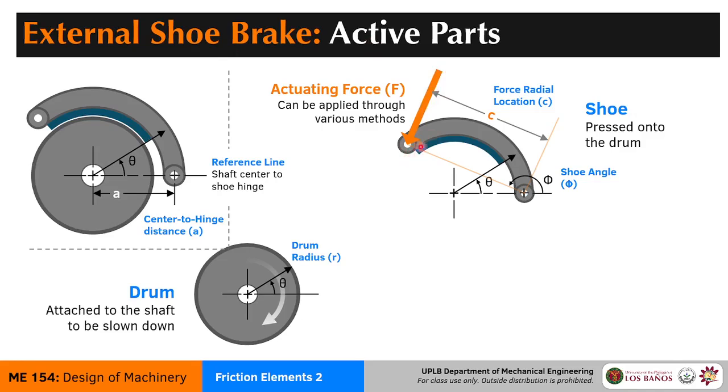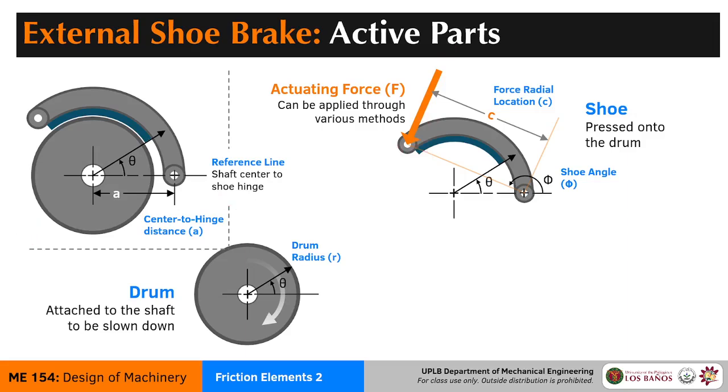We just arbitrarily put it here, somewhere here. And the location, or rather the radial arm of this actuating force, will be defined as letter C. So C is the distance from this hinge to the application of the force. And this C should be perpendicular to where this force will be applied. All right. So again, will this force be applied in this particular direction? Not always, but we will set it like this just for this example.